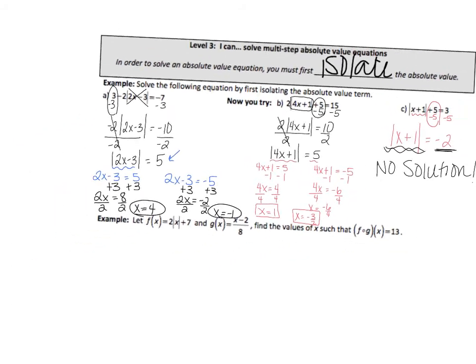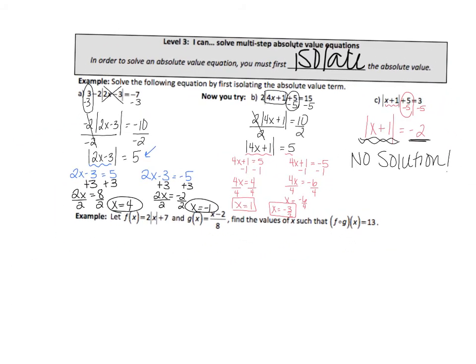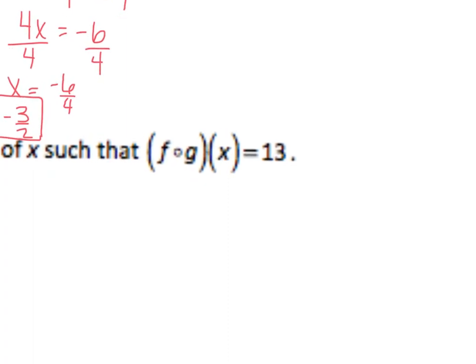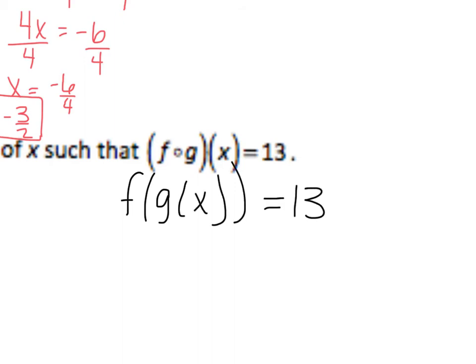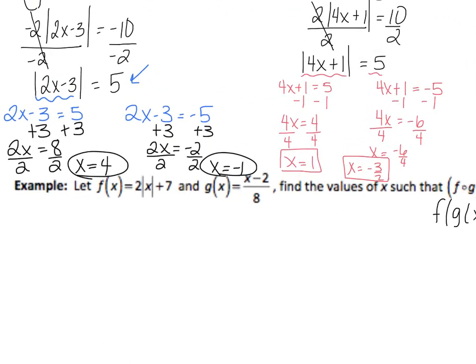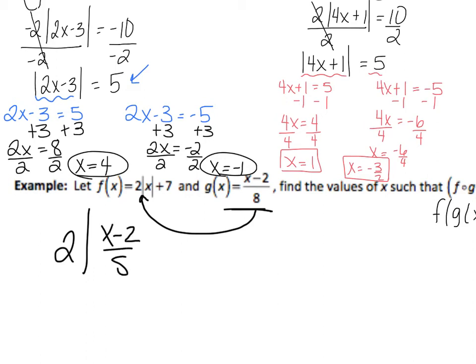All right, and last but not least, our last example has a little function notation just to make sure that we remember it. So f open circle g means a composite function, so you put g into f, and you want to know where it equals 13. So I'm going to do the composite first. I'm going to put g into x in f. So this will be 2 absolute value of (x minus 2) over 8 plus 7, and I want to know where that equals 13.